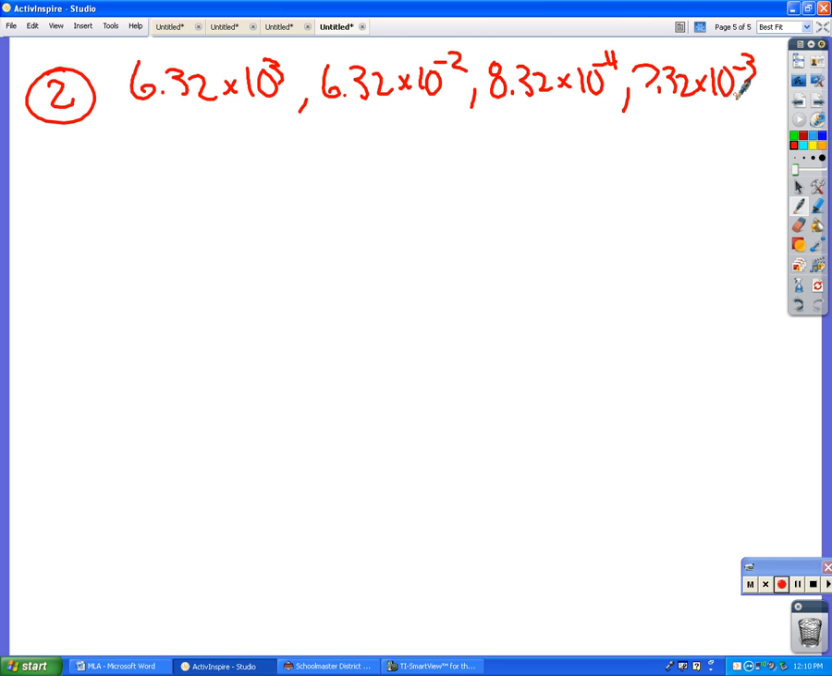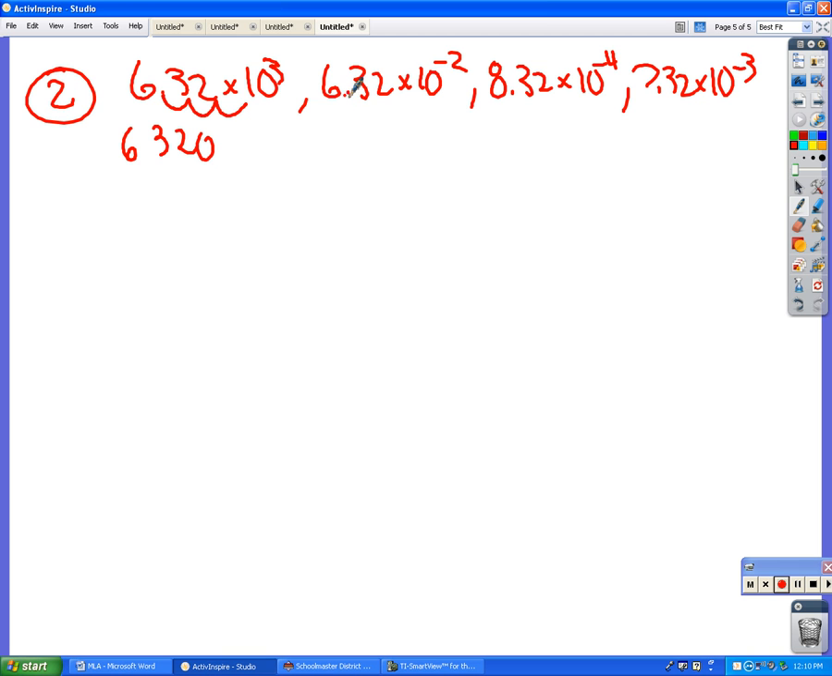Okay, number 2, now we are going from least to greatest again. So do you remember scientific notation? Okay, this number right here tells you what? It tells you how far to move the decimal and which direction. So since this one is positive, I move it in the positive direction. So I'm going to go 1, 2, 3. So that number is 6,320.